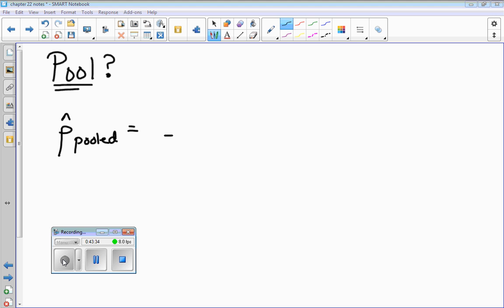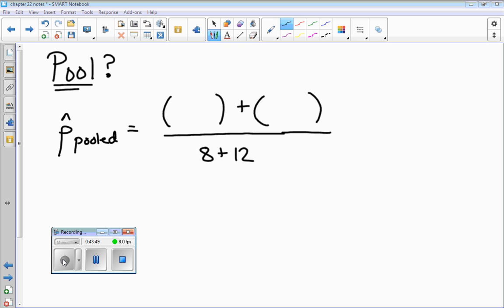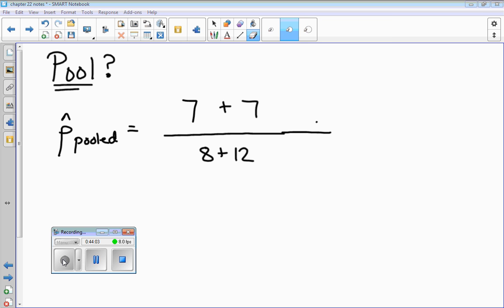Well, it's 8 plus 12 down here because we had 12 females and 8 males. Sorry, Sean. Okay. And then what went in the numerator? The number of successes, right? So it's just there were 7 males and 7 females, okay? That saw the blue and the black, right?